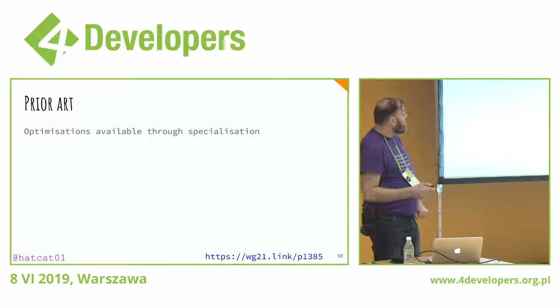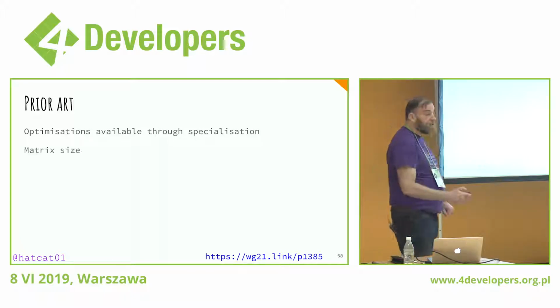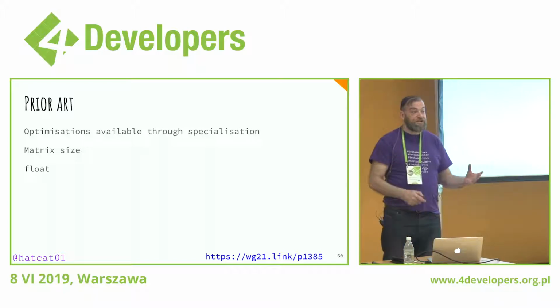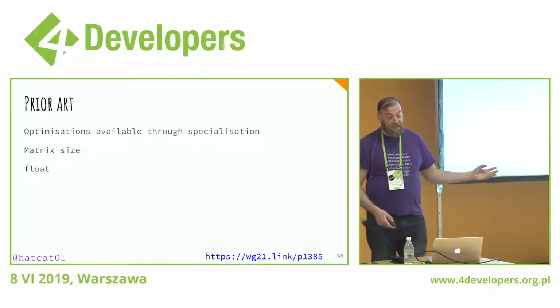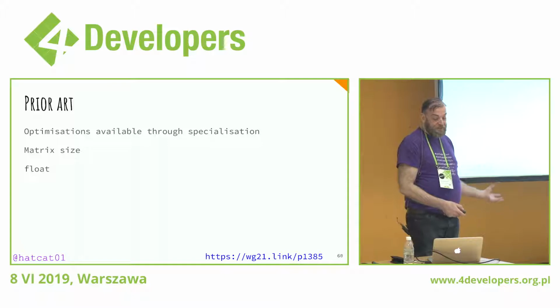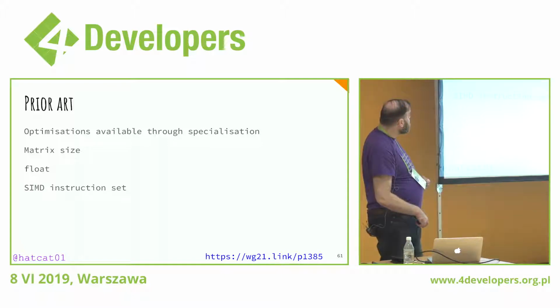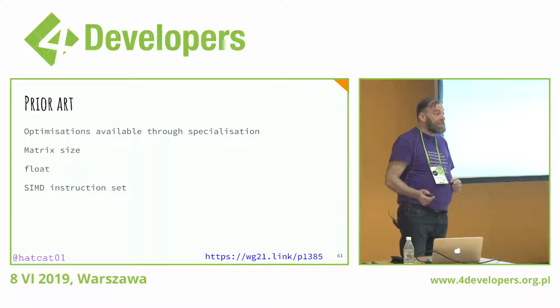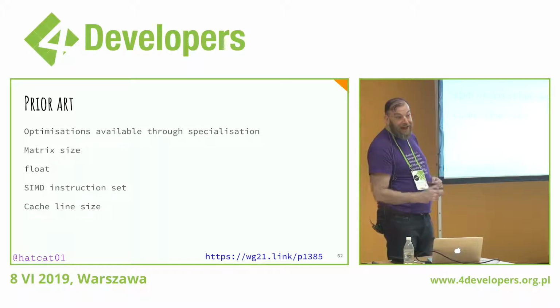Which means I have several optimizations available to me because of this specialization. I know the matrix size straight away. I know exactly how big all the matrices are going to be. The scalar type, at the moment, is always a 32-bit floating point type. I know about my target processor, so I can use intrinsics and SIMD instructions. I can make use of cache behavior.